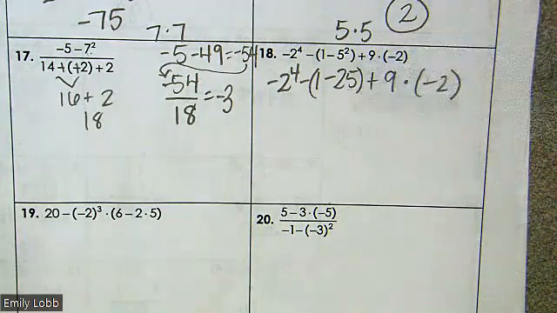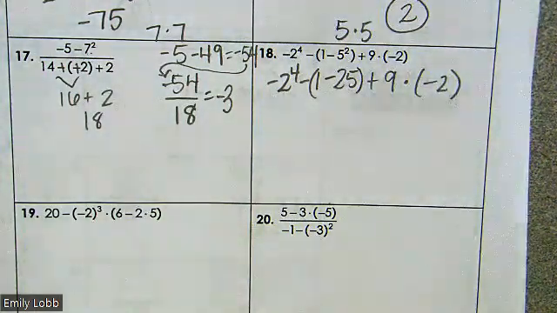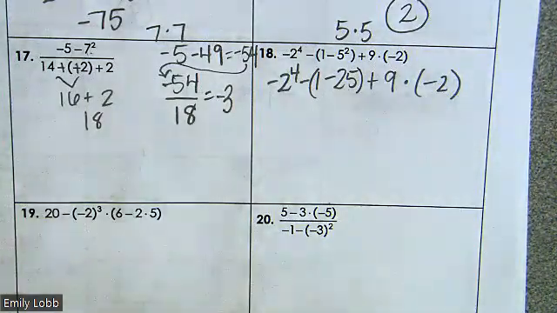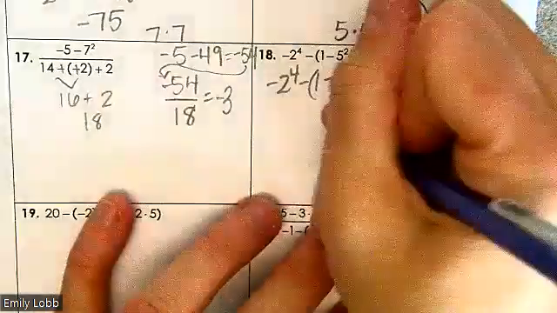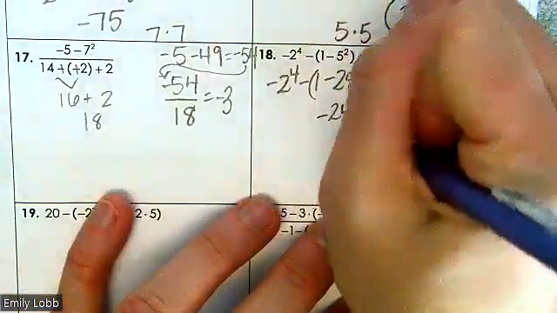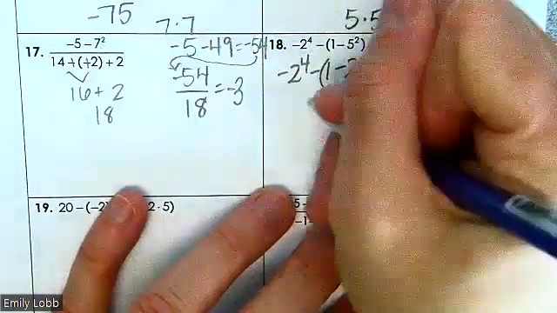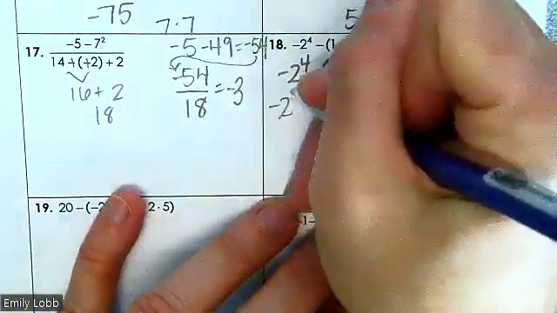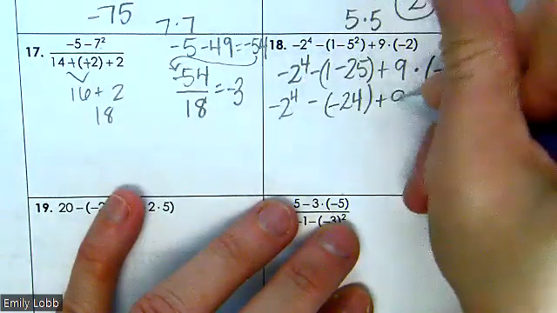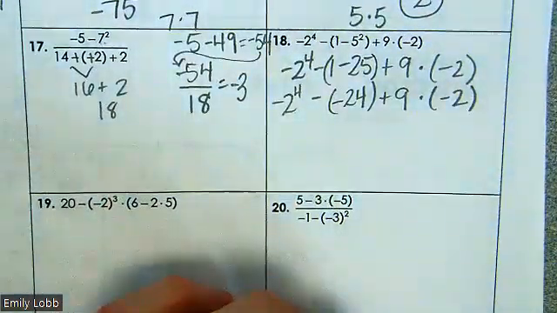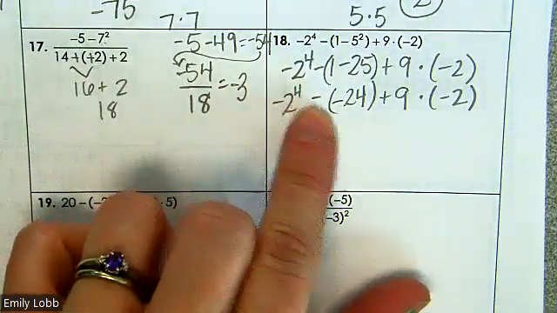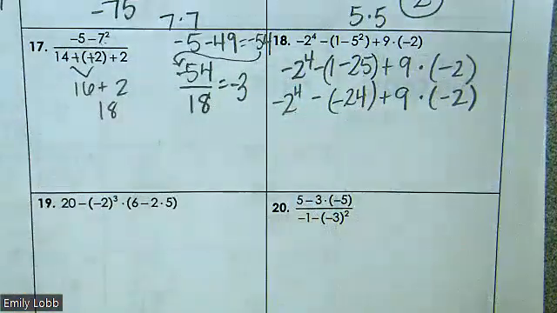In parentheses, what's 1 minus 25? -24. So I'm bringing everything down again. Some of these require us to recopy a lot. Now, I have subtraction, addition, and multiplication.